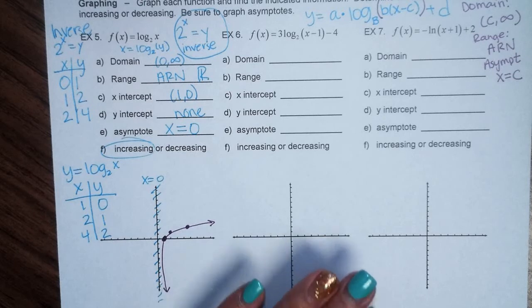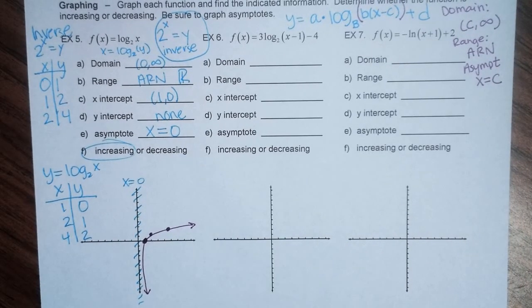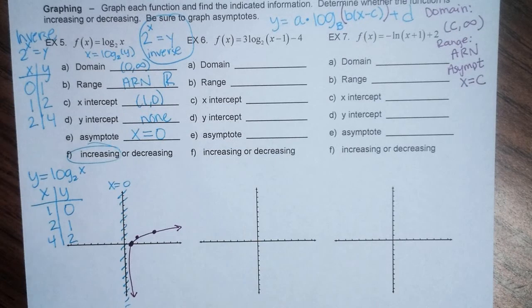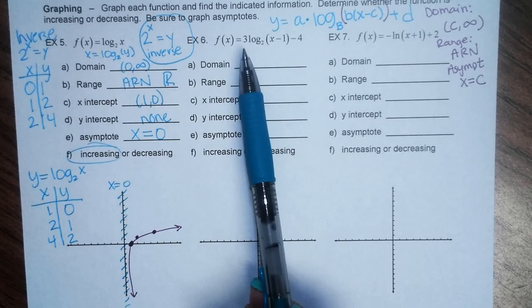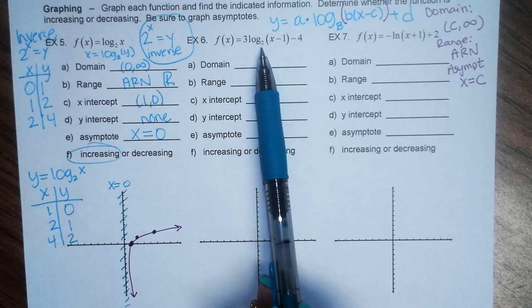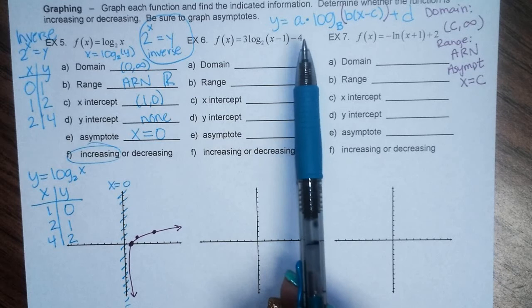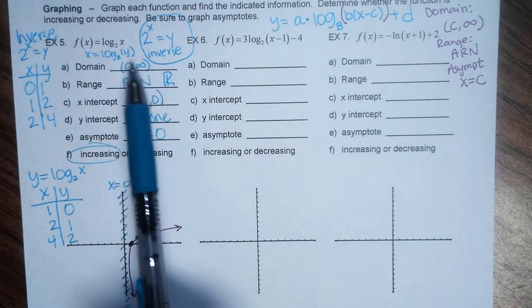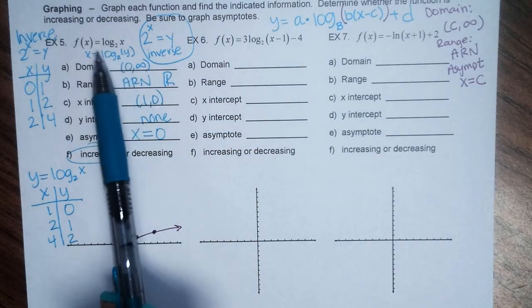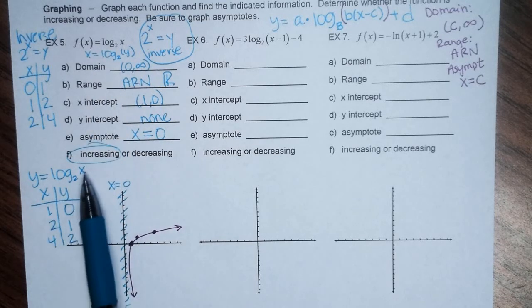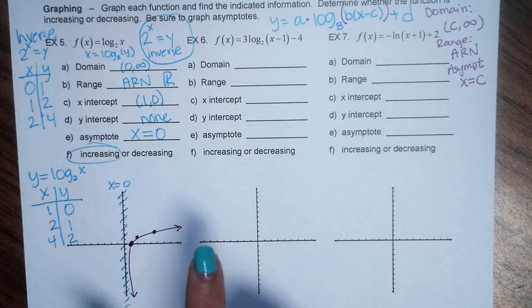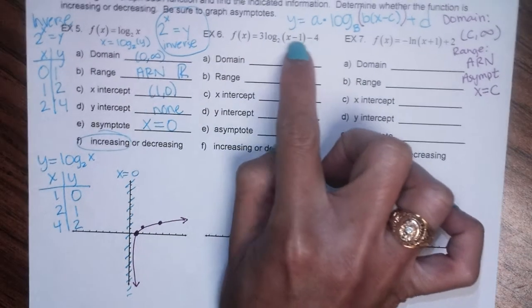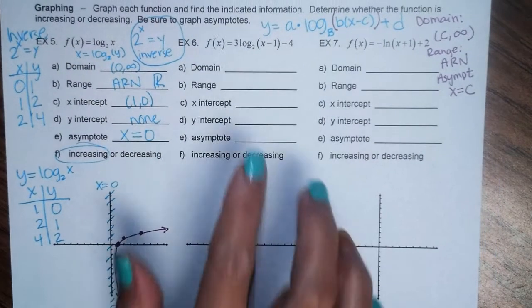So let's practice again. Example 6, you're going to be graphing f of x equals 3 log base 2 of (x minus 1), minus 4. We already have the log base 2 parent here, so we already know the points on log base 2: (1, 0), (2, 1), (4, 2). Now we can just apply these transformations to the points to give us example 6.